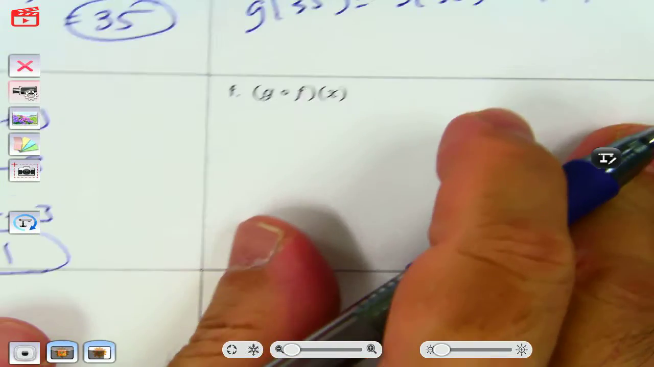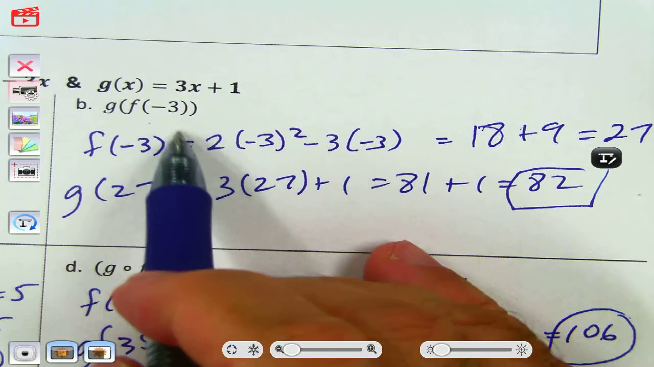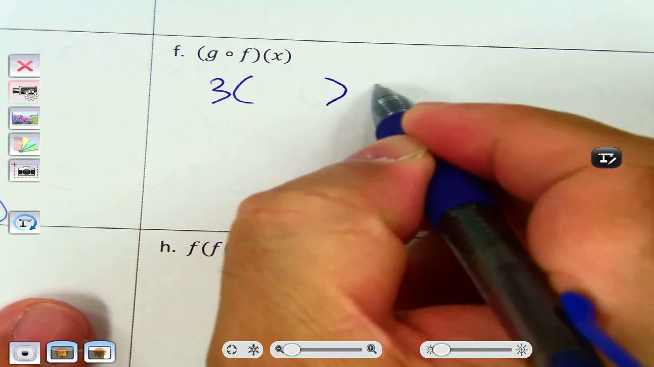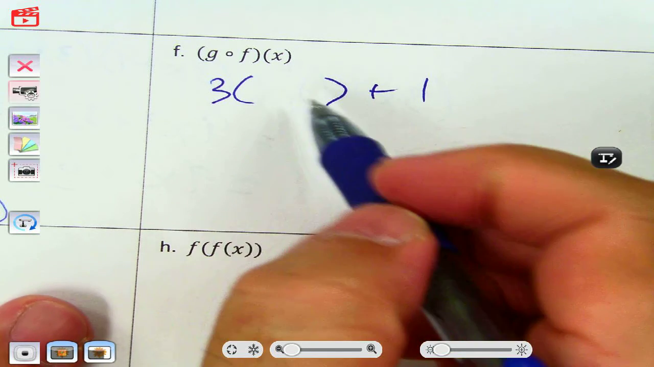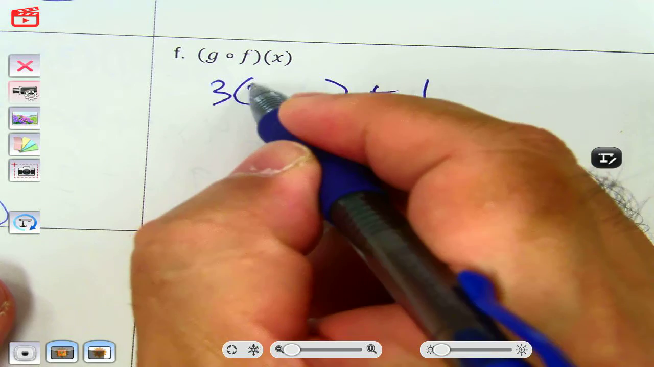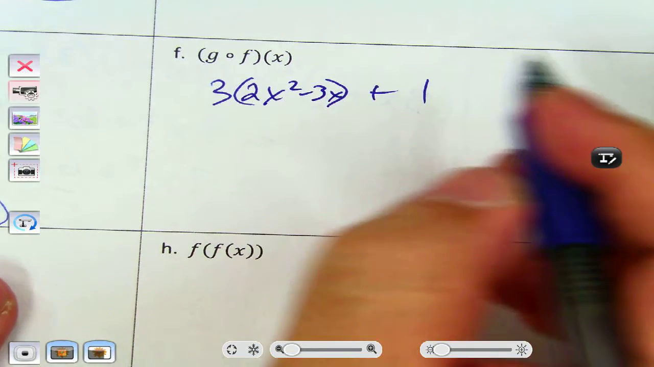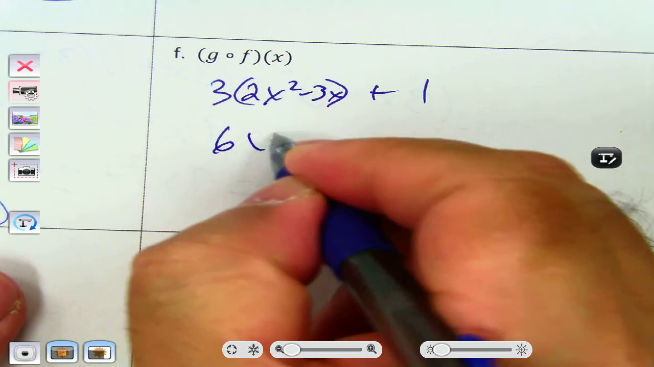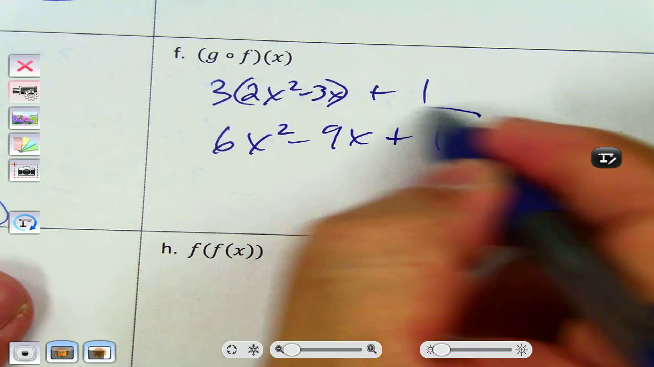All right, now we're doing g of f of x. Remember, g of x is 3x plus 1. So I'm going to put a nice big space. There's only one x in g of x. And I'm going to put in that open parentheses f of x. F of x is 2x squared minus 3x. Now I distribute that 3. So that's 6x squared minus 9x plus 1. There's nothing to combine, so that's the answer.